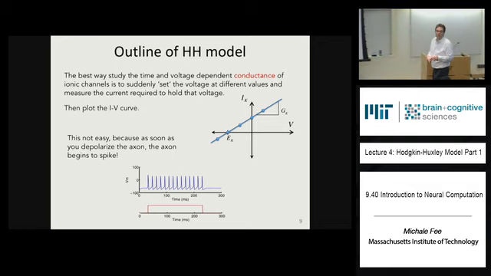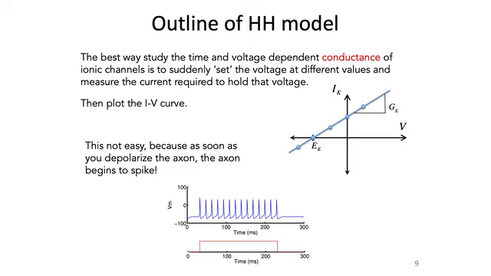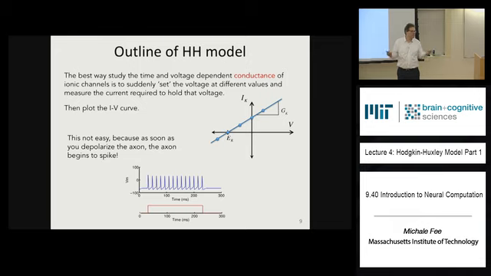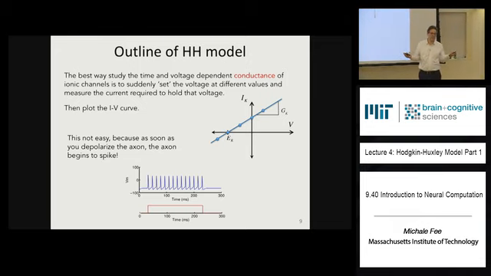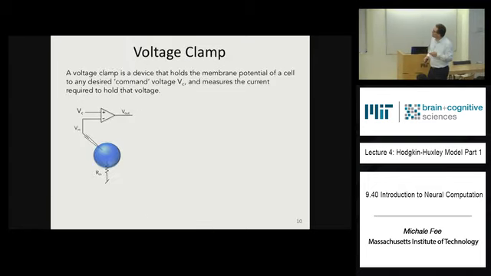Now, the problem with that is that as soon as you set the voltage of the axon somewhere up here in an interesting range, the thing begins to spike. And then the voltage is no longer constant. So it becomes really hard to make measurements like this if you depolarize the cell a little bit to try to set the voltage, and all of a sudden it's, bzz, bzz, bzz, generating spikes. So the trick is to develop a device called a voltage clamp.